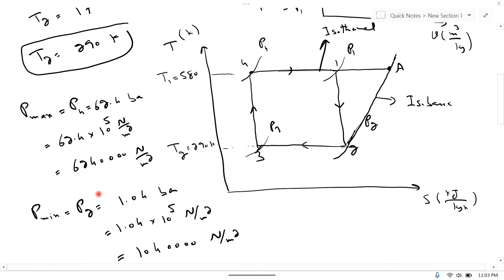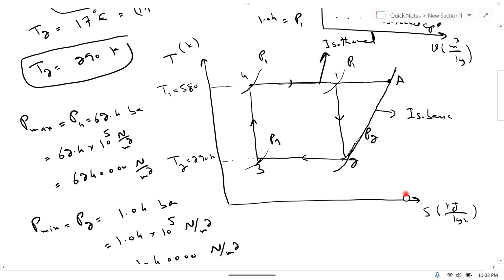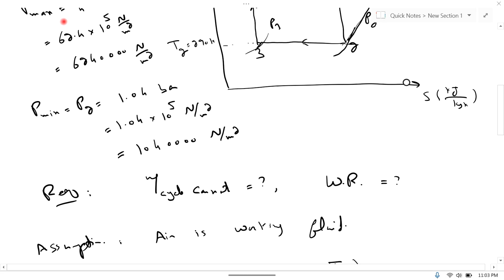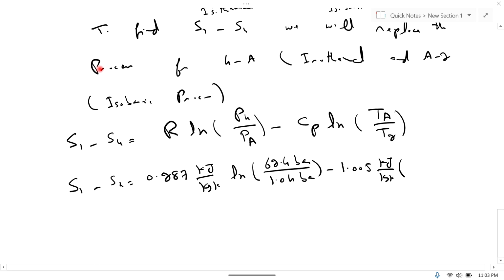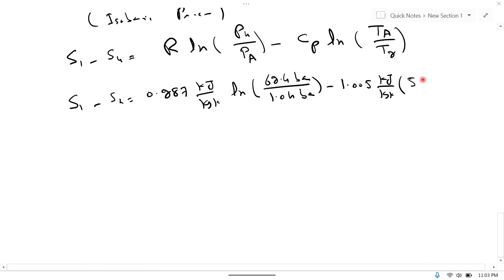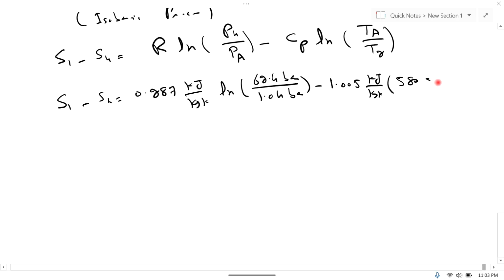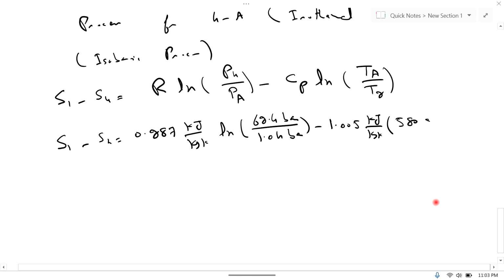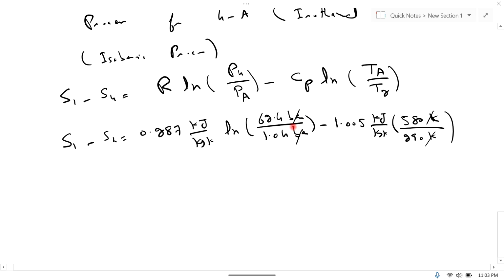And Ta is basically on the maximum temperature line, and this is a constant temperature line. So T4, T1, and Ta are equal, which is equal to 580 Kelvin, and T2 is minimum temperature, which is equal to 290 Kelvin. Kelvin will cancel with Kelvin, bar will cancel with bar.